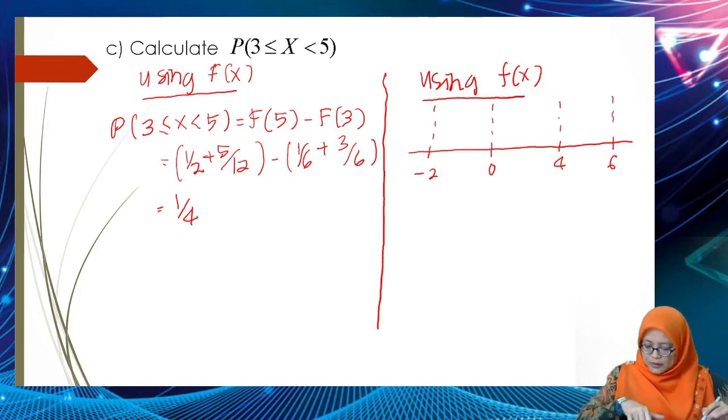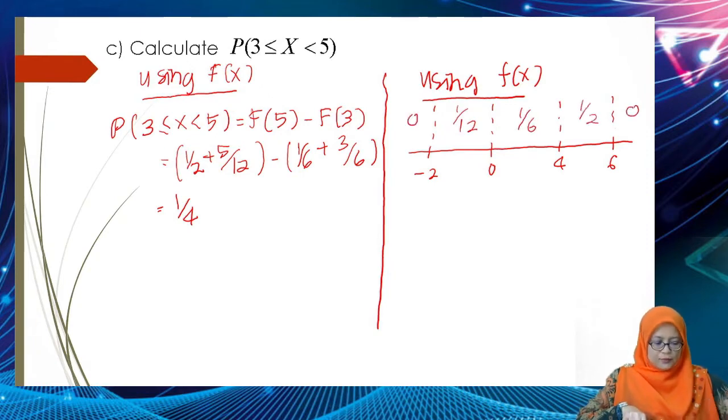Okay, so untuk negative 2, 0 is 1 over 12. So 0, 4 is 1 over 6. 4, 6 is 1 over 12. So other than interval is 0. Okay, so kita nak cari nilai from 3 to 5. 3 to 5. So 3 is here. 5 is here.